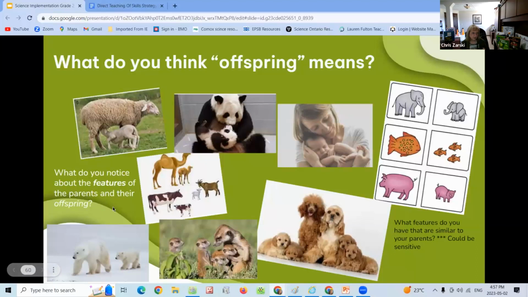So what do you notice about the features of a parent and its offspring? Sometimes it's coloring, sometimes it's size, sometimes it's, I see here that the dad doesn't look like it, but the mom sure does, right?